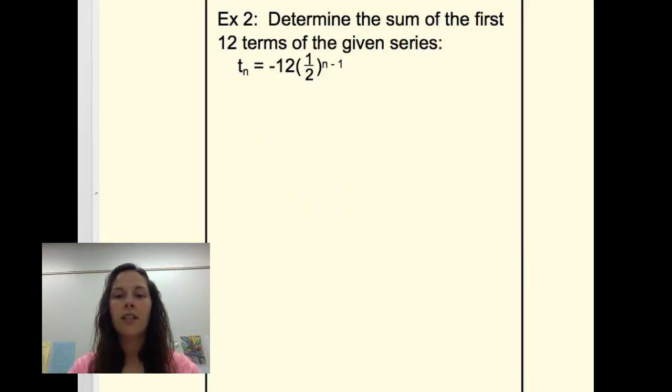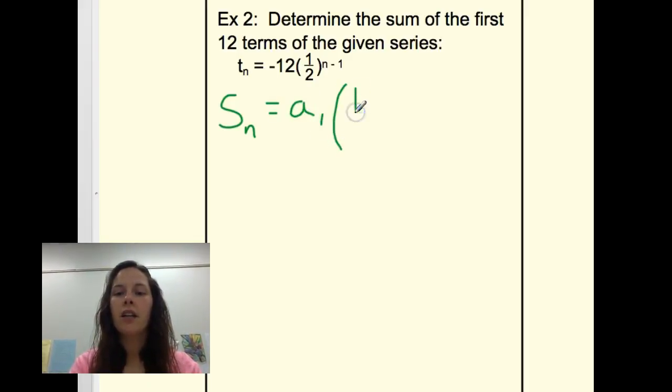All right, next we're looking at the sum of the first 12 terms. So what we need to do is, again, we don't need to know what the 12th term is. So I'm going to write down this formula again. I encourage you to write it down with me so you can get it memorized. The sum of the first n terms is the first term times 1 minus the common ratio to the nth power, all over 1 minus r.